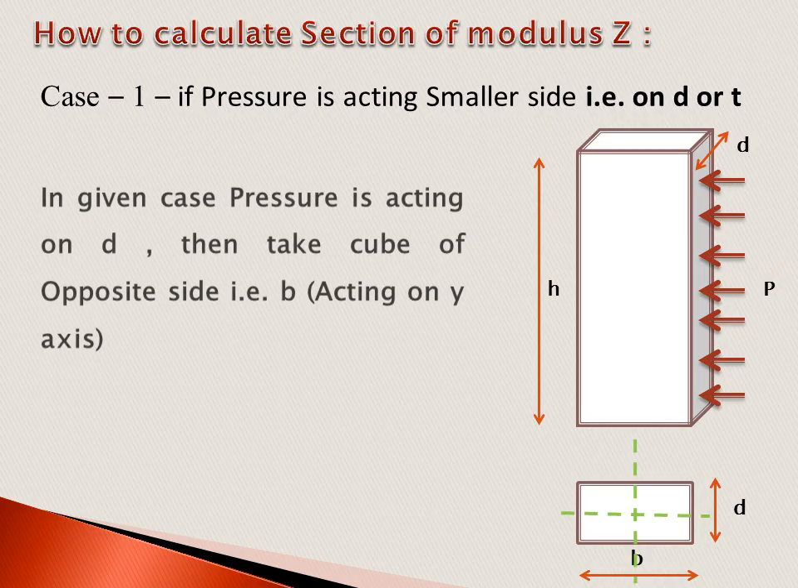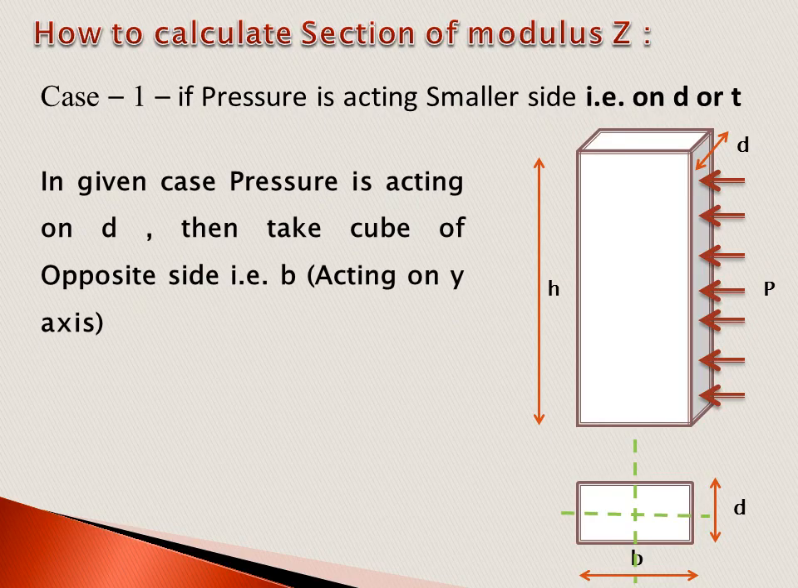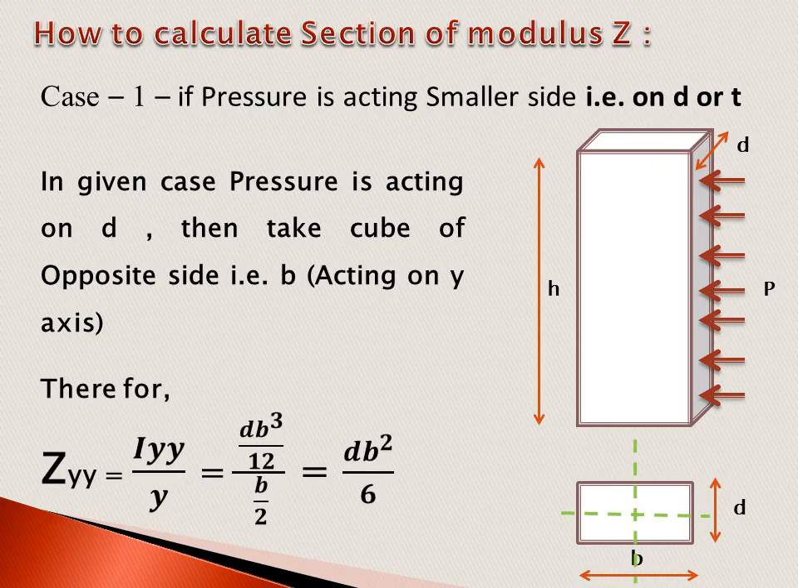Then how to calculate the section modulus? In the given case, pressure is acting on D, so we take the cube of the opposite side, that is B, and the pressure is acting on Y. The pressure is acting on D or this face. Therefore, we take the cube of this distance, that is B. Therefore, ZYY is equal to dB square by 6. By solving all this calculation, we get the value of ZYY as dB square by 6.